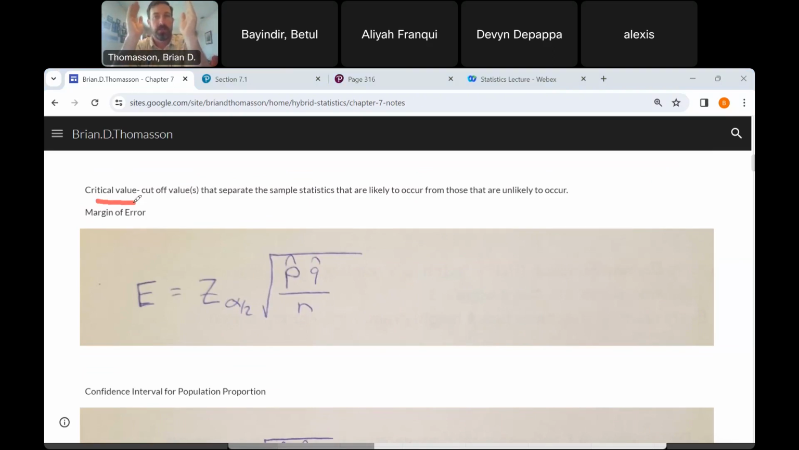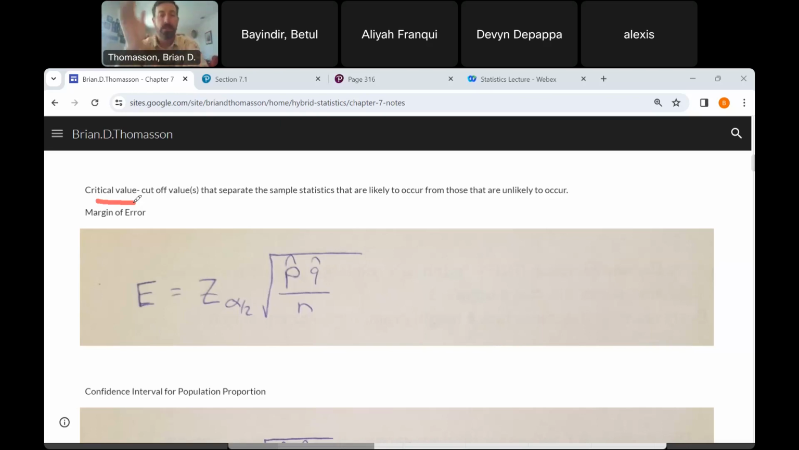If we say 2, the definition says critical values are cutoff values that separate the sample statistics that are likely to occur from those that are unlikely to occur. So if we go to 2 standard deviations in either direction, or 2 standard errors, the chance that we're going to fall inside that region is 95%. Outside that region is 5%. So it's likely to occur inside 2 standard deviations, unlikely outside. We're going to adjust that cutoff value depending on how confident we want to be. If we want to be approximately 95% confident, it's going to be really close to 2. If we want to be more confident, we're going to have to go out a little further, more like 2.5. If we want to be less confident, say 90%, it'd be more like 1.6 or so.